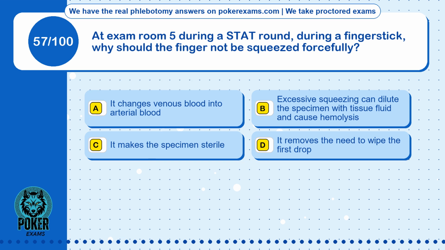Question 57. At exam room 5 during a stat round, during a finger stick, why should the finger not be squeezed forcefully? Option A. It changes venous blood into arterial blood. Option B. Excessive squeezing can dilute the specimen with tissue fluid and cause hemolysis. Option C. It makes the specimen sterile. Option D. It removes the need to wipe the first drop.